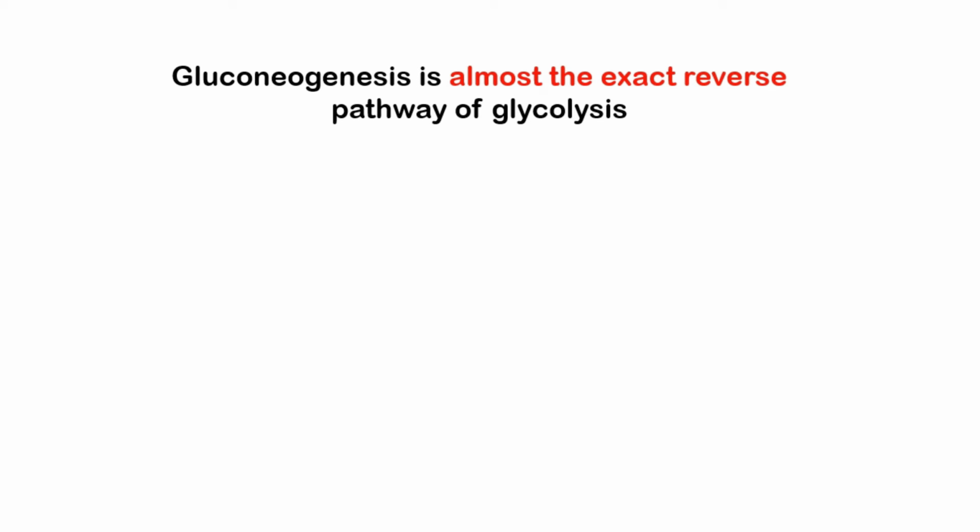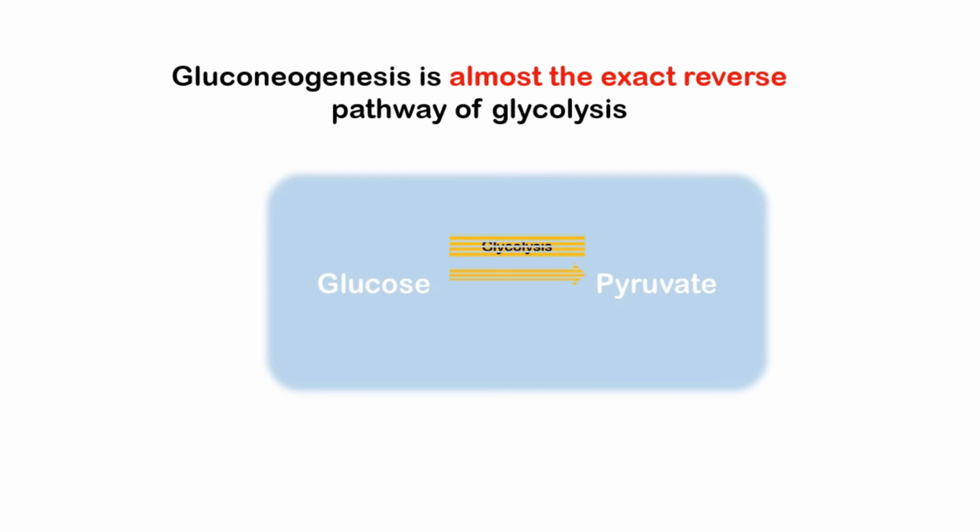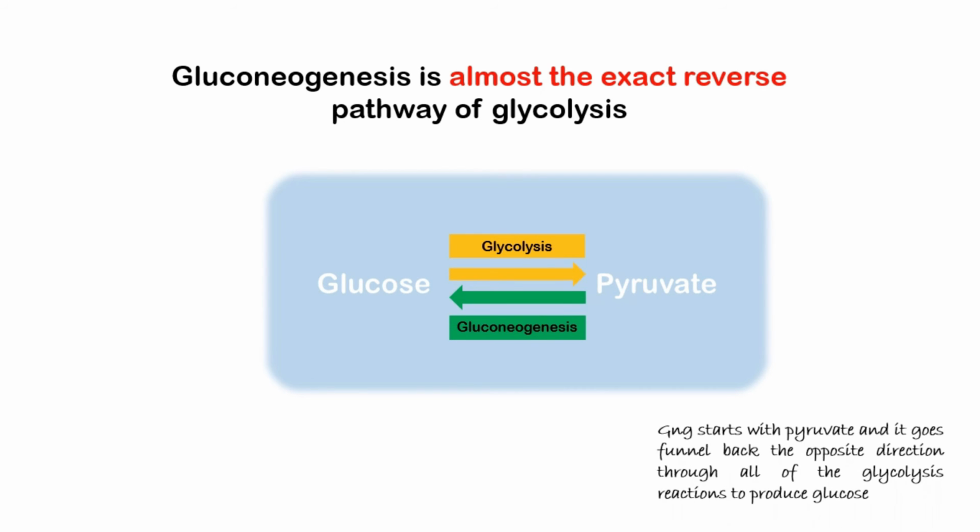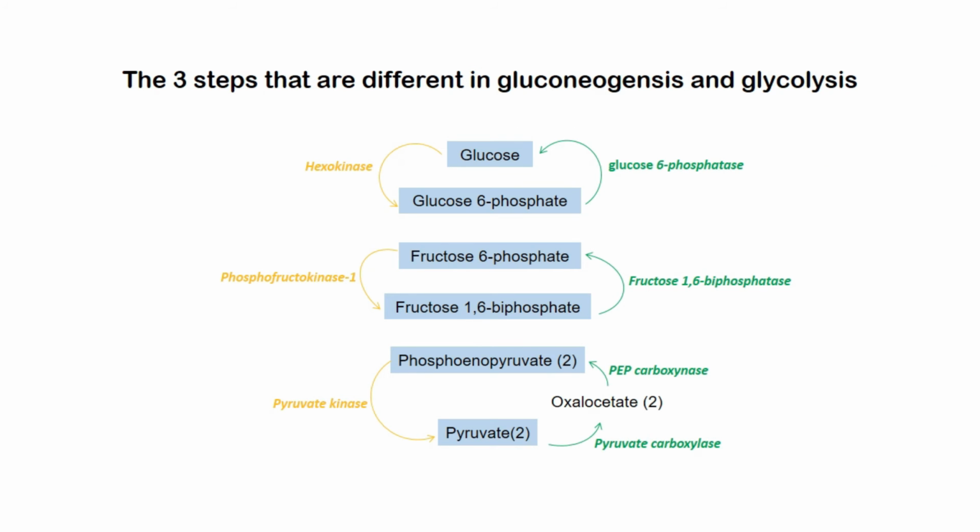Gluconeogenesis is almost the exact reverse pathway of glycolysis. Glycolysis breaks down glucose into pyruvate, while gluconeogenesis produces glucose from pyruvate. It starts with pyruvate and goes back in the opposite direction through the glycolysis reactions to produce glucose. However, almost doesn't mean totally the same. When comparing the two reactions, the differences in gluconeogenesis can be seen in three phases as shown here. The body has come up with a different reaction pathway for the three irreversible steps.